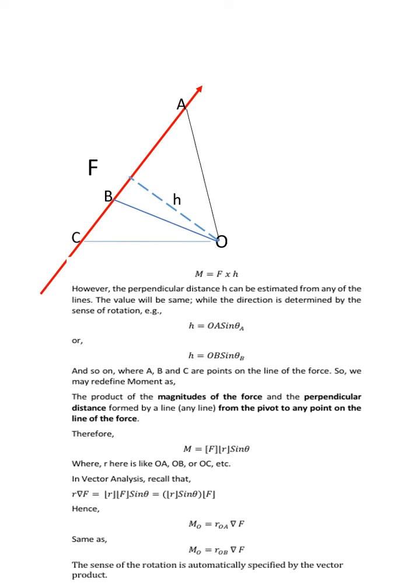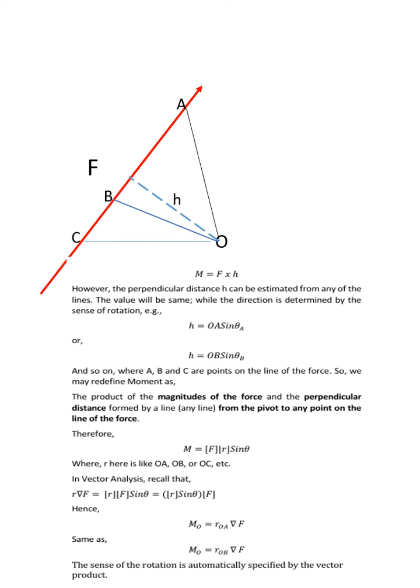So whichever of the lines that is used, we still get the same value for h, because though the length of the line is changing, OA is different from OB and is different from OC, as the line changes, the angle of inclination also changes. So that makes h remain the same. So with this, we can find that the moment of the force is F times h, where that h can be calculated as OA sine theta A, for instance, or it could be h equals OB sine theta B, and so on, with as many points as we may have on that line.